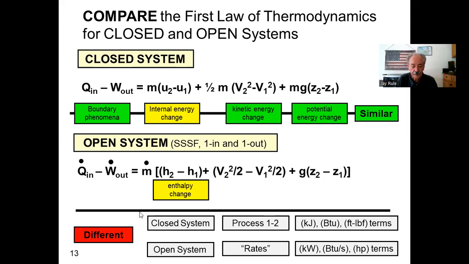Okay, so things that are different. Let's look at first law differences for a closed system. Closed system, we're looking at process 1 to 2, not inlets and outlets. All of these computational blocks have got to be consistent in units, and the units will either be kilojoules or BTUs or foot-pounds force. All those terms must have those units. Open system, you're dealing with rates. You see these dots all over your heat transfer and mass flow terms, rates. And so the units are going to be kilowatts, BTUs per second, horsepower. Those terms will be consistent with those units.